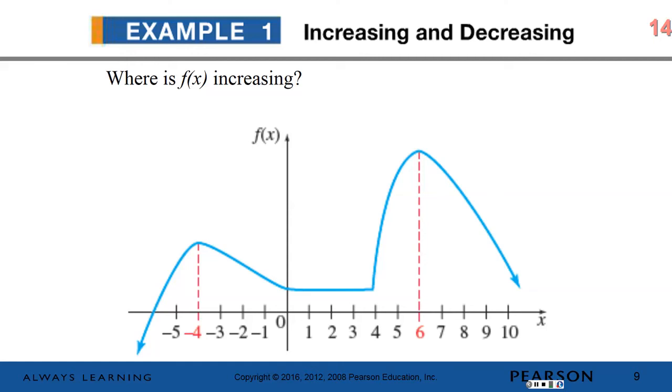This is a function. I don't know what it's modeling, but this is a function. It's a function because it passes the vertical line test. It only has one y value for every x value. Where is this function increasing? What parts of the function are increasing?